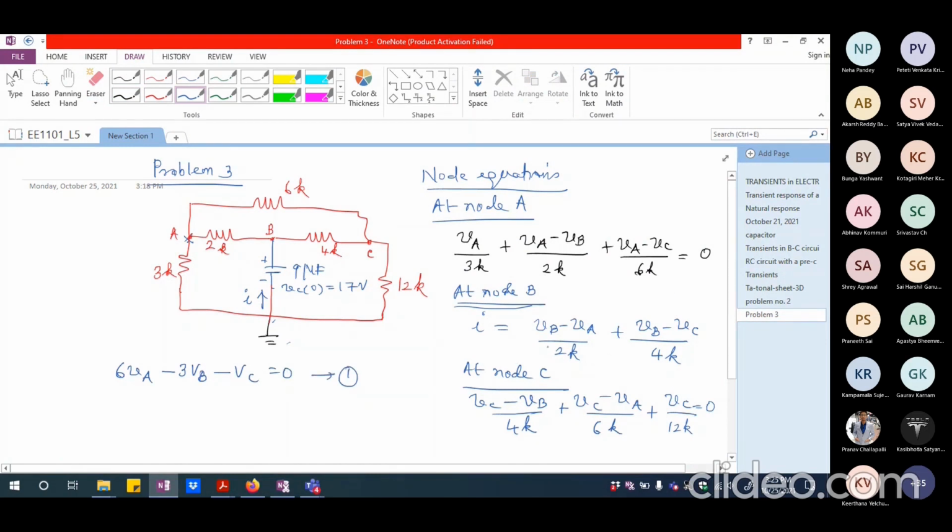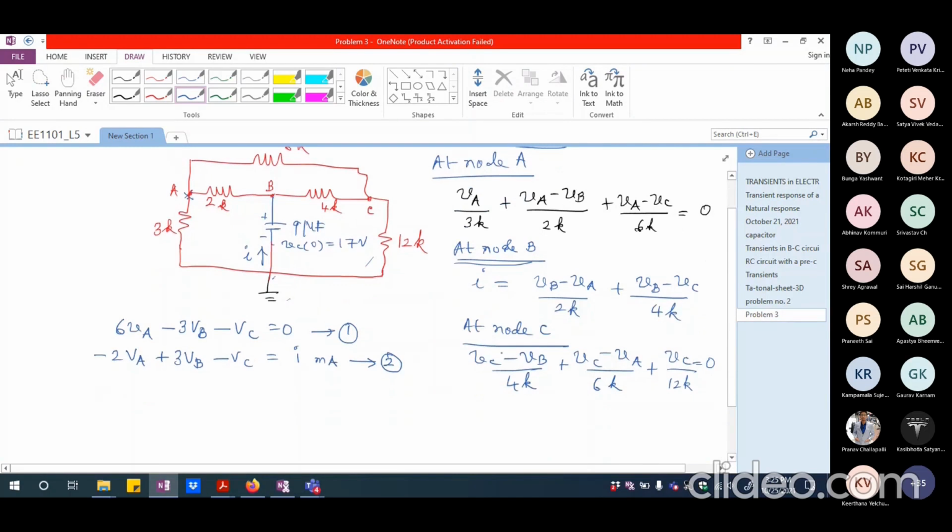Then node B, let me again take the common denominator, 4K. So this is 2 VB, and this is one more VB. So I'm going to get 3 VB, plus, and here I'm going to get 2 VA, so this is minus 2 VA. And VC I'm going to get as it is, equal to I milliampere. Let me write this is all in milliampere. So this is going to be equation number 2.